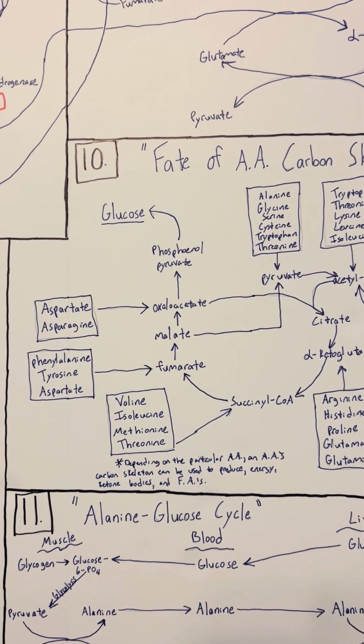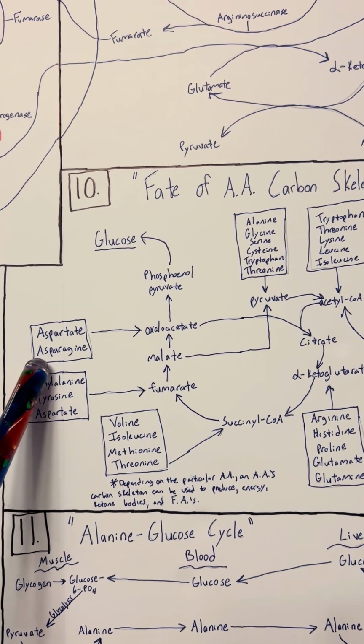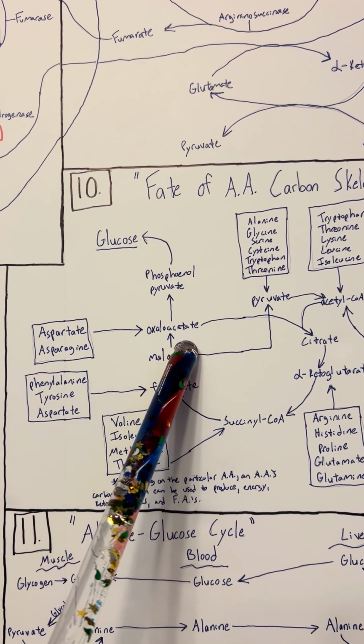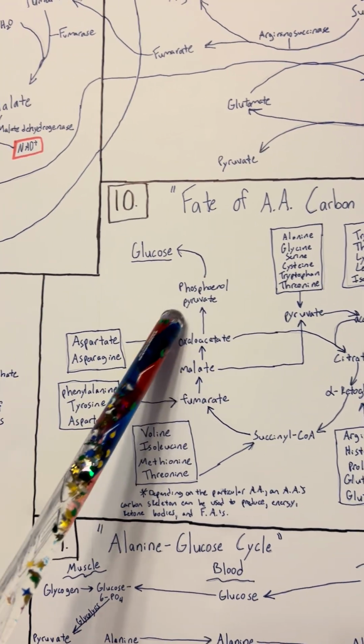And then we have aspartate and arginine being converted into oxaloacetate, which can either continue in the TCA cycle in this direction or be used for glucose for energy.